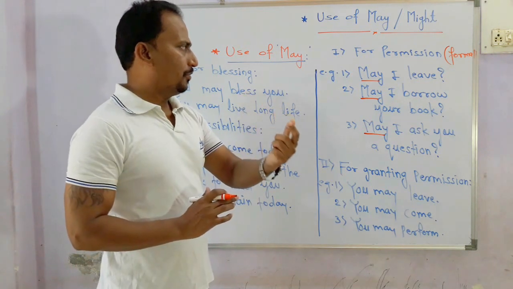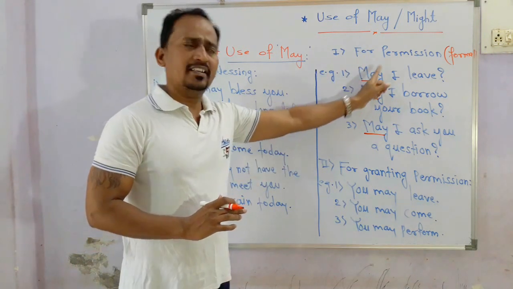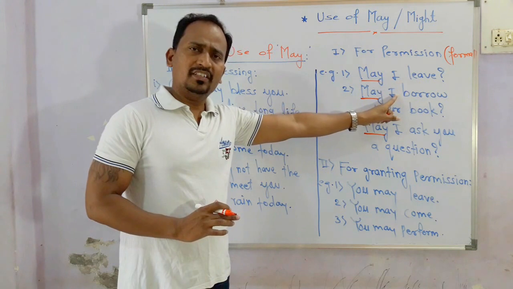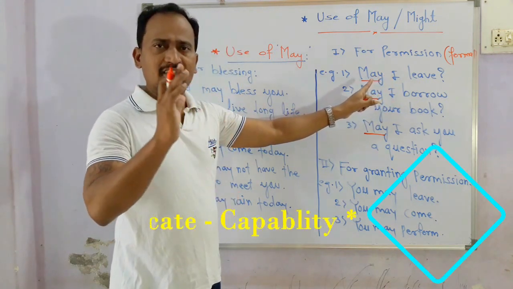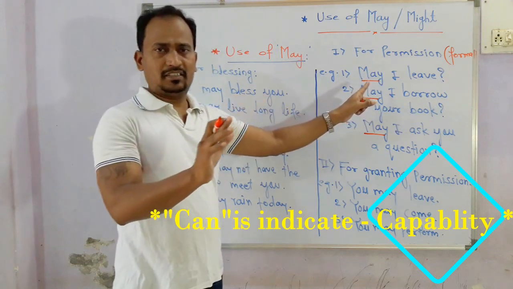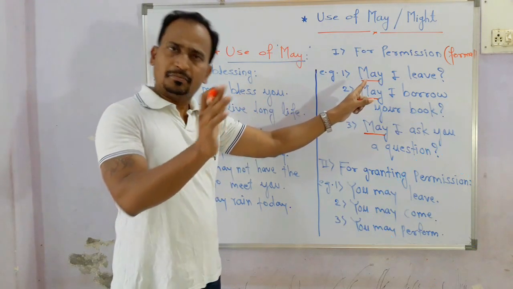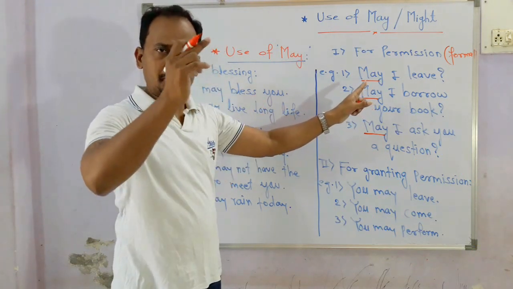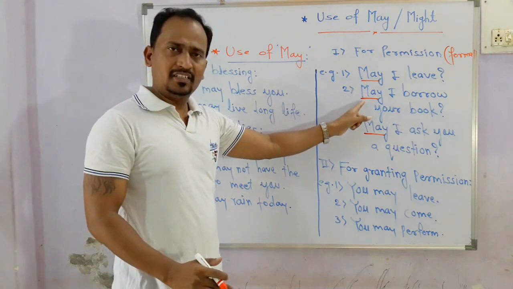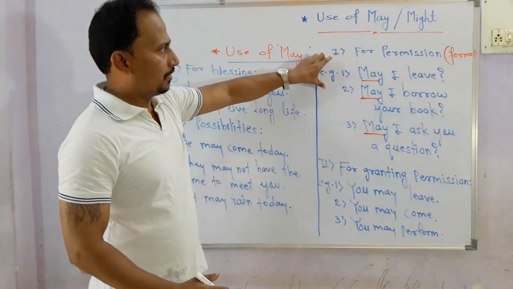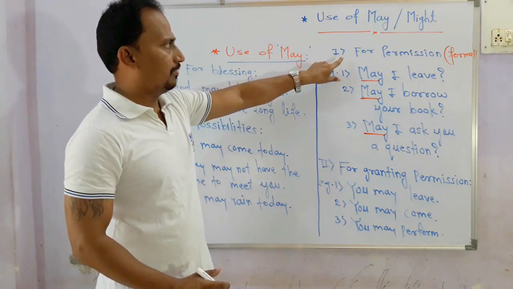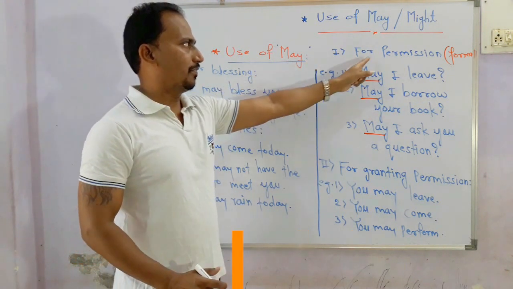Some of you can use can. Can I leave? Can I borrow? Yes, you can. But can indicates capability, not permission. So it is better to use may instead of can. Okay. Now I think you understood well. May is used for permission.